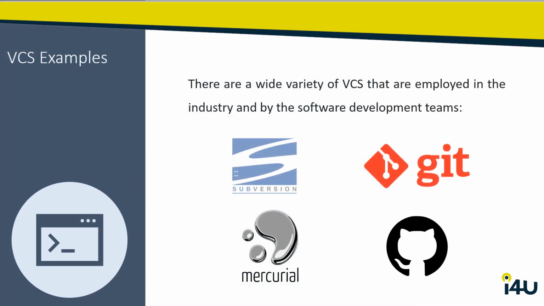There are a wide variety of VCS that are employed in the industry and by software development teams. Apache Subversion is the main example of a centralized VCS. It is open-source software that can be used under the Apache license. Git is a distributed VCS released in 2005 by Linus Torvalds, and it is by far the most widely used VCS by software developers. Mercurial is a distributed VCS alternative to Git, characterized by its simplicity and ease of use.